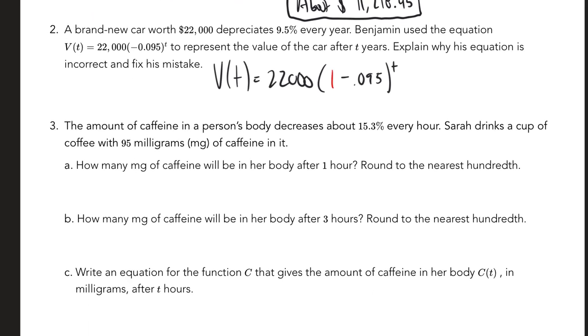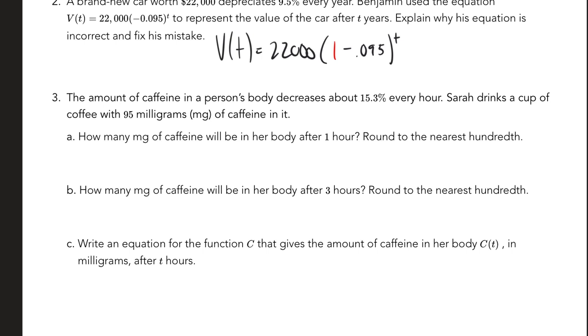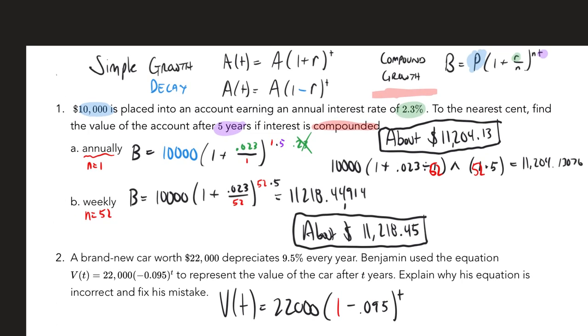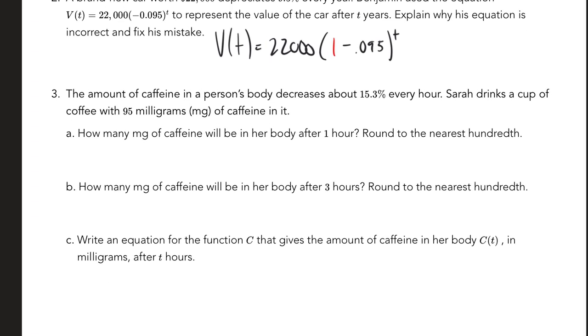Last one here. The amount of caffeine in a person's body decreases about 15% every hour. Sarah drinks a cup of coffee with 95 milligrams of caffeine in it. I'm actually going to do part C first here. I like to write my equations first. I think it's more typical of what we ask you guys to do, to go ahead and write the equation first. So I want to think about my starting amount, and this is going to be simple. Again, they don't mention anything about compounding, so I'm looking for simple growth or simple decay. I did say decreasing, so you're looking at a simple decay type problem. So I need my starting value, which they gave us, the 95 milligrams. And I need a decay rate, which is here.